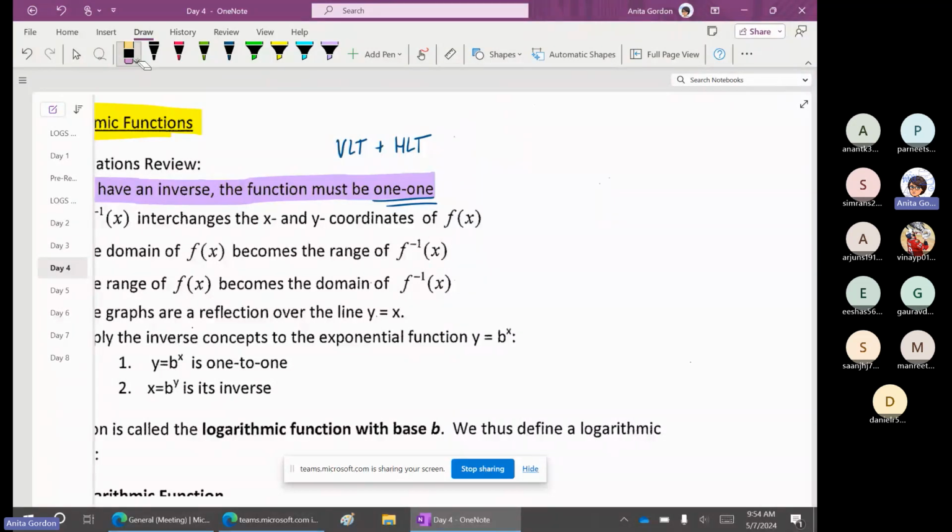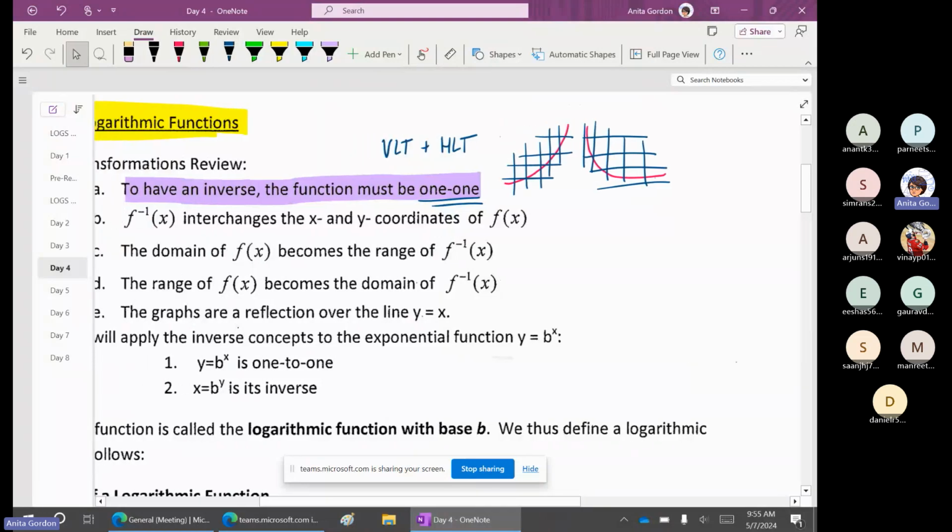And since we're talking about exponentials, from lesson, where did we do this? Lesson 2 and 3, we know that we have an exponential growth graph or an exponential decay graph, and both of them pass the vertical and horizontal line test. No matter where I draw the horizontal or vertical line, I only cross that exponential one time. So it is one-to-one. So our first requirement is met.